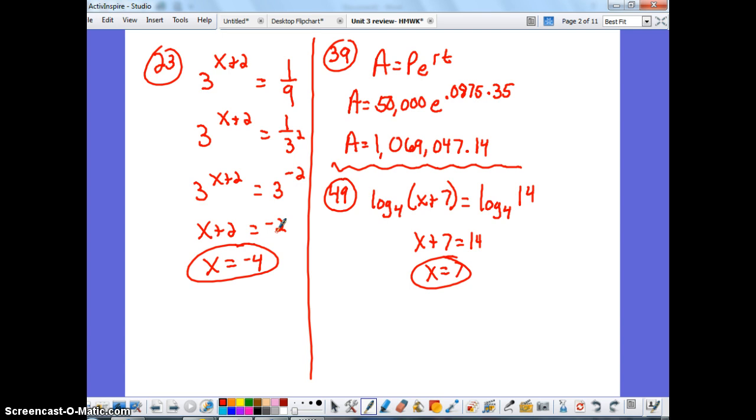25 is exactly the same, but the bases were already the same from the beginning. You have e to the 5x minus 7 equals e to the 15th. Set 5x minus 7 equal to 15, and you get x is 22 over 5.